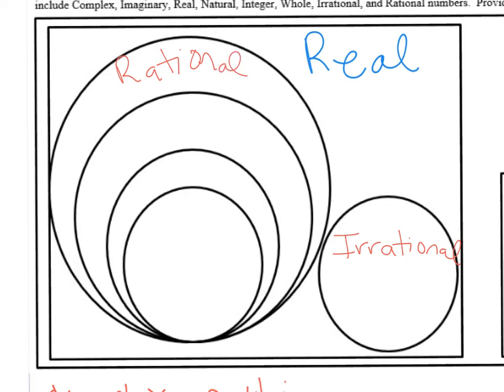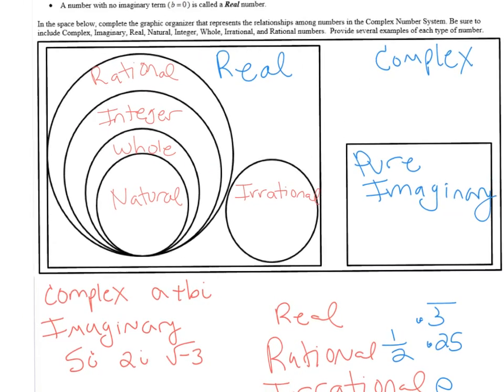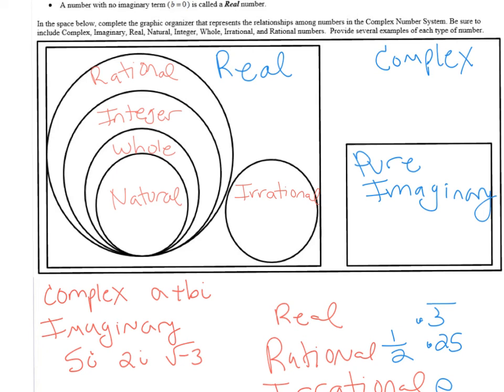And there are specific kinds of rational numbers, which is why we have these nested circles. We have these circles within each other. So the next step down is an integer, then whole numbers, and then natural numbers. So if we look at the big picture again, what this is saying, if I have the natural number 3, 3 is also a whole number, it's also an integer, it's also rational, and it's also real. It's not irrational, it's not pure imaginary, but it is complex.